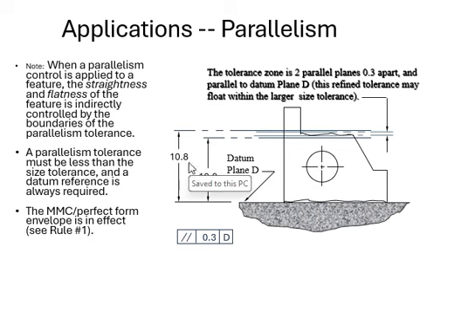So the reason for this is 10.8 and 10, and the reason for this parallelism 0.3 is just that he wants to point this out, which I didn't catch from the previous slide. And of course, your MMC and Rule 1 go the same way as our angularity.